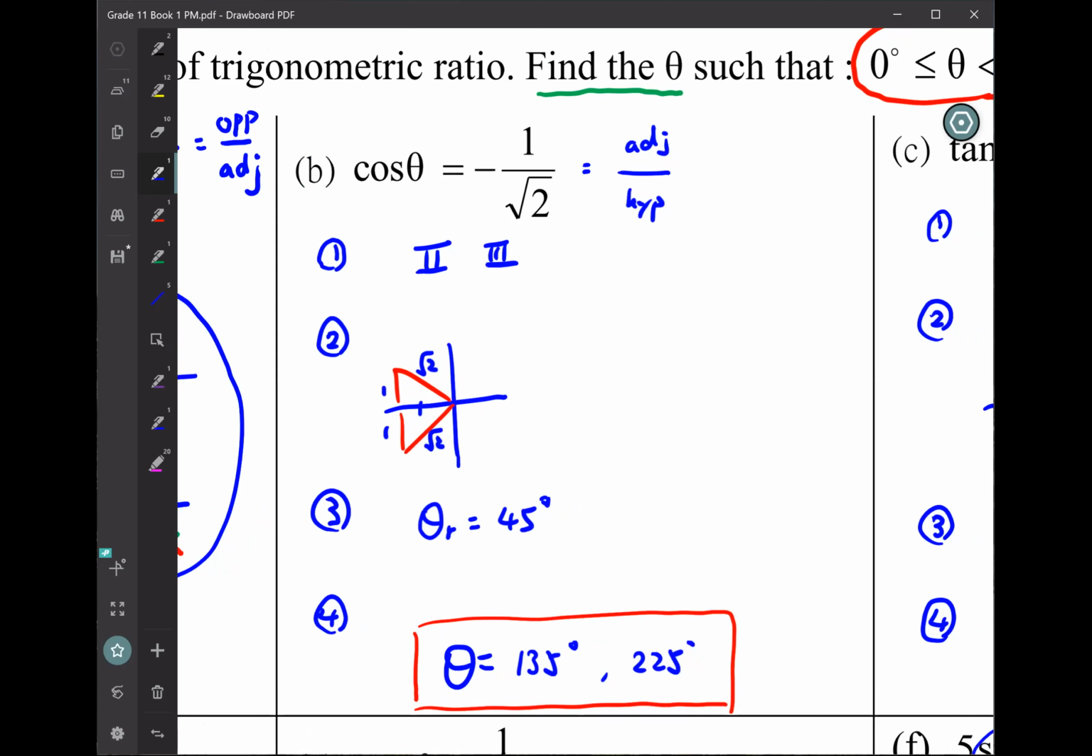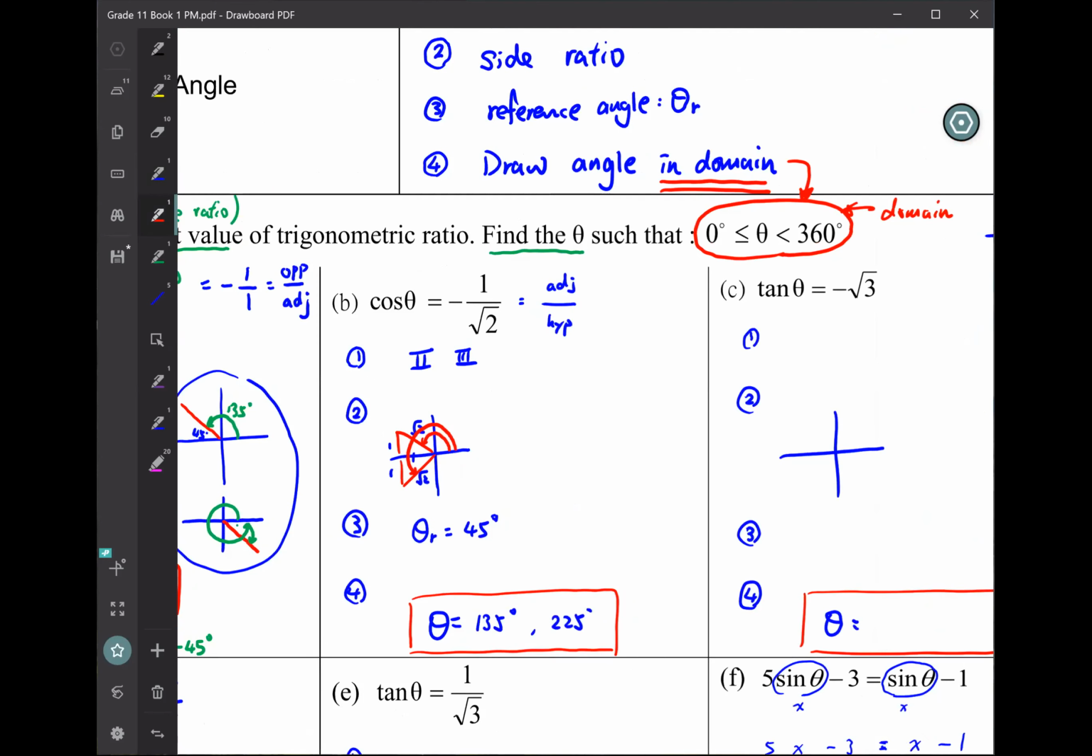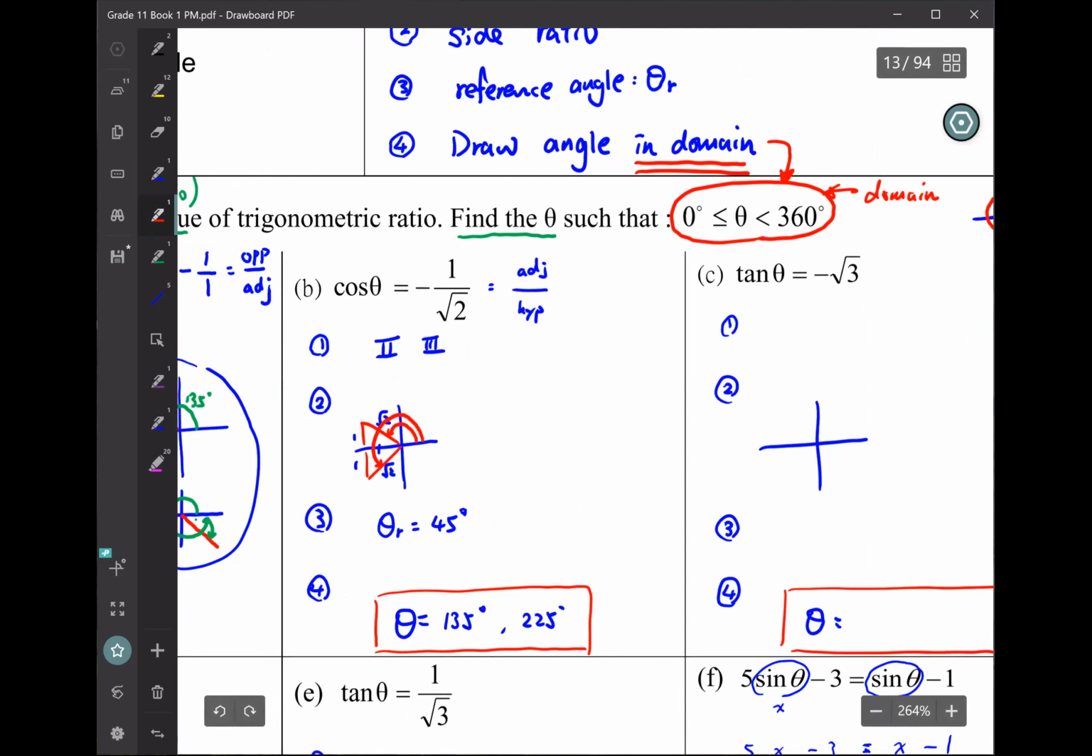It's your chance to ask me now if you don't know how to get 135, 225. One is using 180 to subtract. The other one is using 180 to add the reference. Okay, next one. If you finished up to F, please raise your hand. Only 5 people.